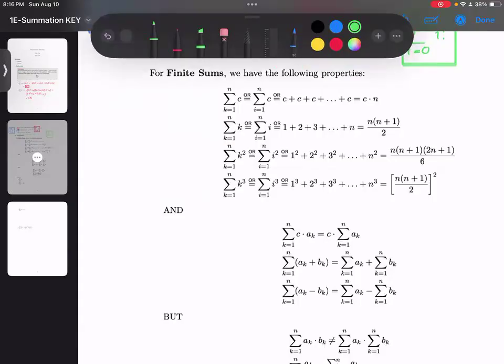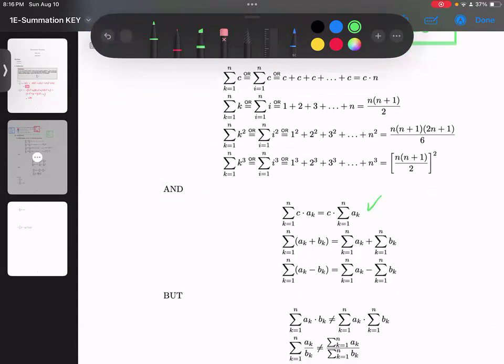Now, for linearity, if I have a summation of a constant times a series, then I can move the constant outside the summation and multiply it by that sum. Okay. The second one, if I have a sum of a summation, then I can split them up and become individual summations. Right? Same thing with the difference. I can split them up.